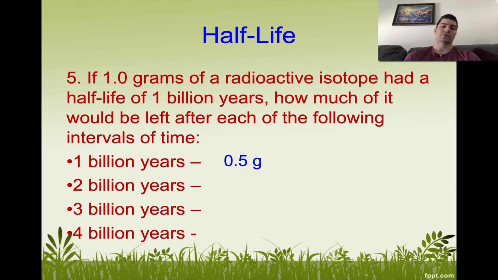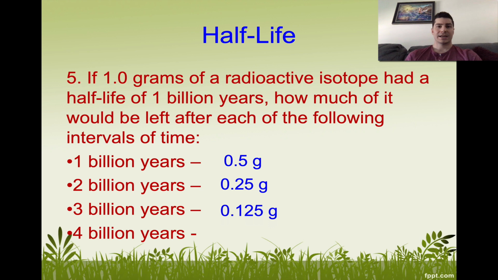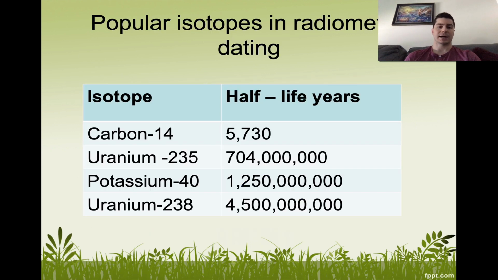After 2 billion years, well, that's 2 half-lives, so that 0.5 gets reduced in half again. It's going to be 0.25. After the next half-life, decrease it in half again, 0.125. And then for the last half-life, it would be very, very small, 0.06, okay? But you can see all we do is decrease it by half each time.